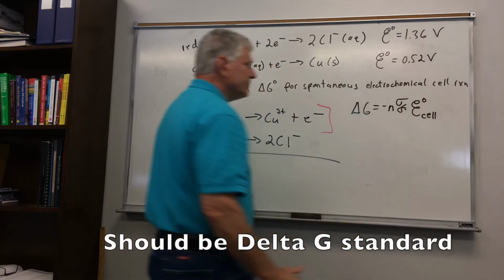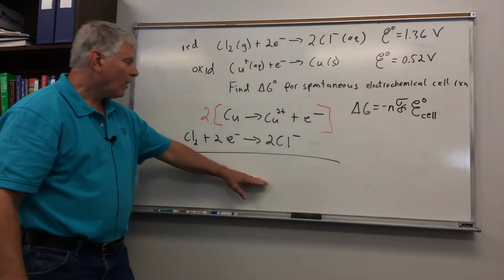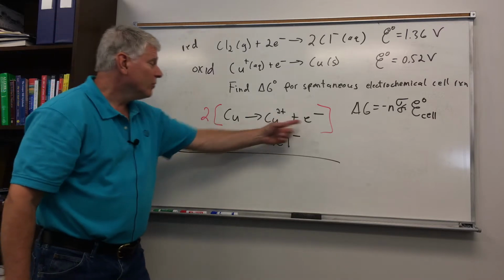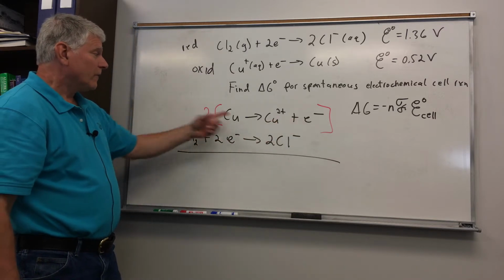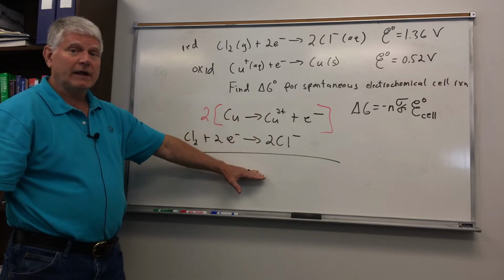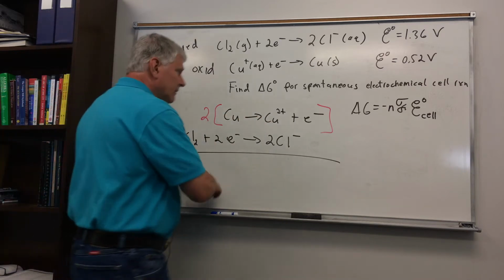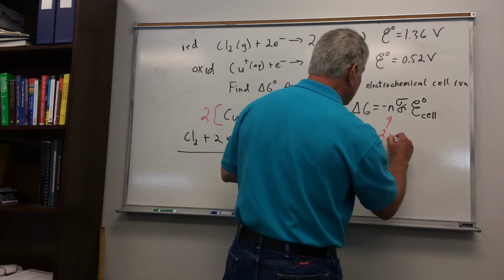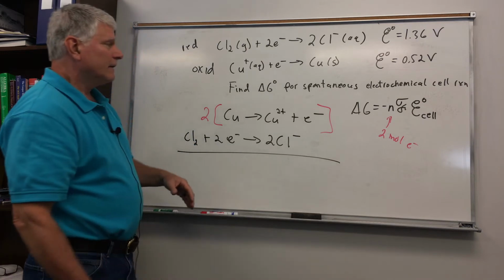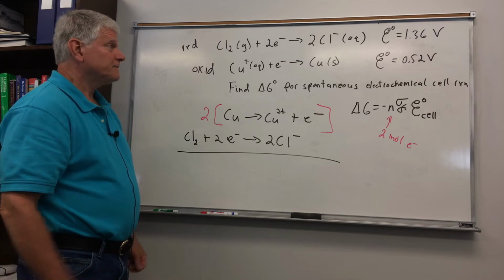N is the number of electrons in the overall balanced redox reaction. So N is going to be 2 electrons because 2 electrons are transferred in the balanced redox reaction after I add the 2 half reactions. So the total number of electrons I'm canceling is 2. So N would be 2 moles of electrons here. That's one thing to keep in mind, how to determine N from the balanced redox reaction.